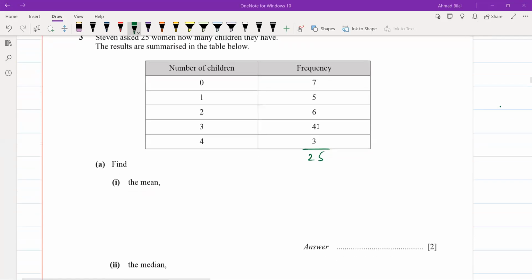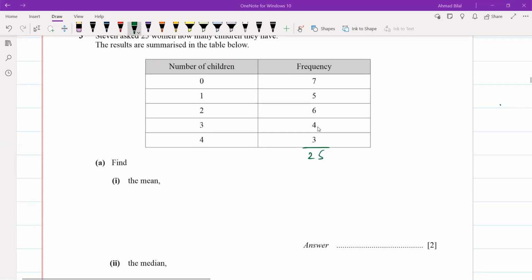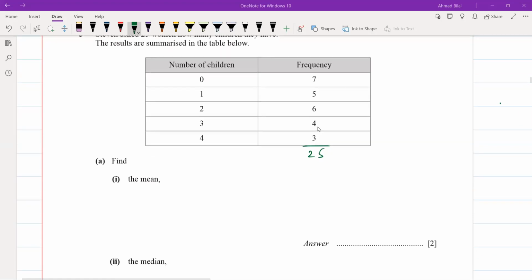Okay, let's find the mean. So mean कैसे निकलता है? Mean का formula हमारे पास क्या होता है? We have sigma fx divided by sigma f, right? तो हमारे पास ये x है. This is the variable. We have frequency. Let's call that f. हम पहले क्या करते हैं? यहाँ पे fx calculate करते हैं.